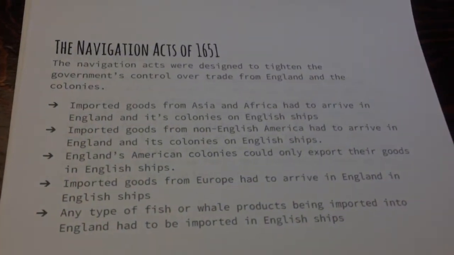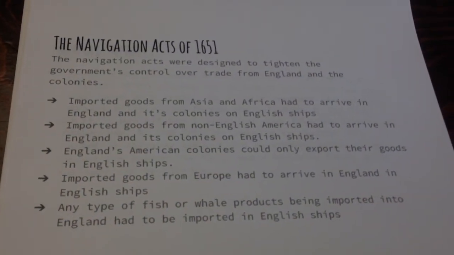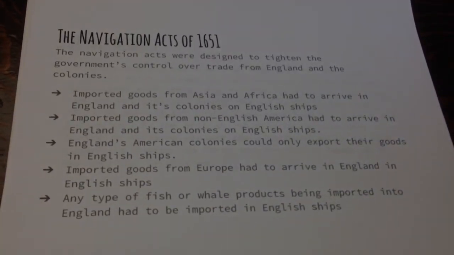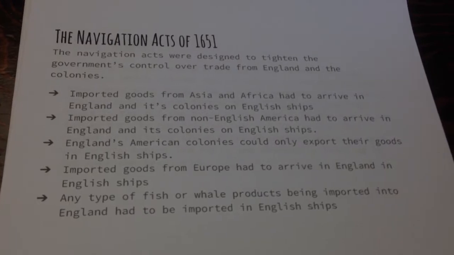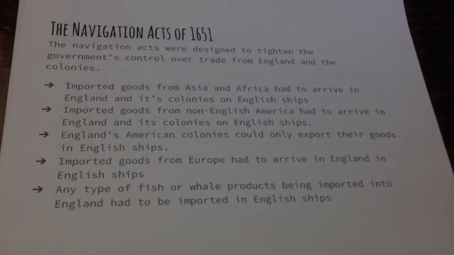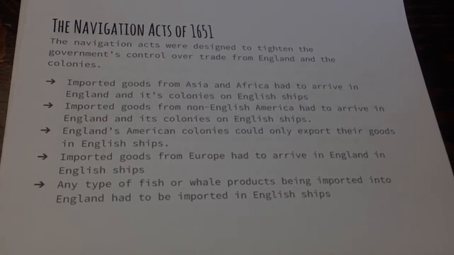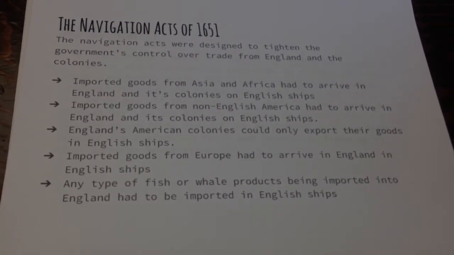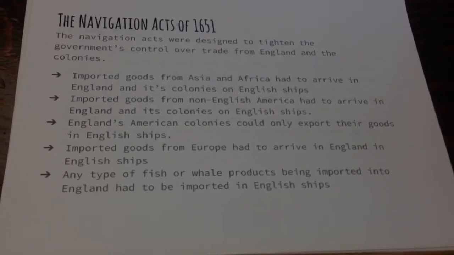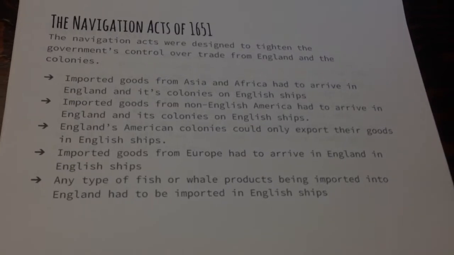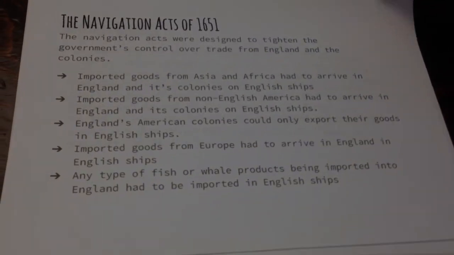The Navigation Acts were designed to tighten the government's control over trade from England and the colonies. Imported goods from Asia and Africa had to arrive in England and its colonies on English ships. Imported goods from non-English America had to arrive in England and its colonies on English ships. England's American colonies could only export their goods in English ships. Imported goods from Europe had to arrive in England and England's ships. Any type of fish or whale products being imported into England had to be imported in England's ships.